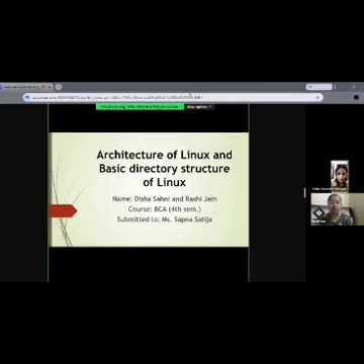And along with Rashi Jain, we are here to present a topic on architecture of Linux and basic directory structure of Linux. So let's understand what is Linux.